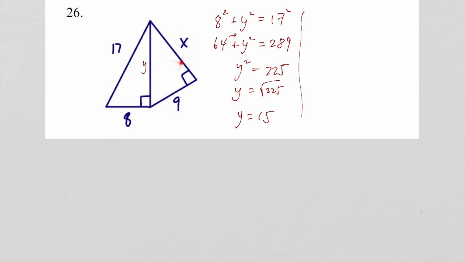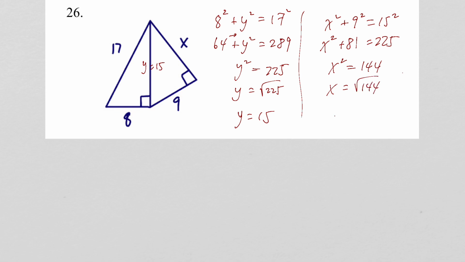And then on this side of the triangle, these are the legs and this is the hypotenuse. So x squared plus 9 squared equals this squared, and we just figured out that this is 15. So that's 15 squared. So that means that x squared is equal to 225 minus 81, which is 144. So x is the square root of 144. So x is equal to 12.